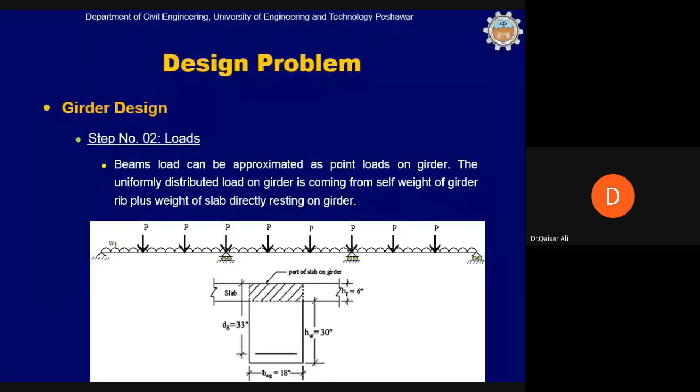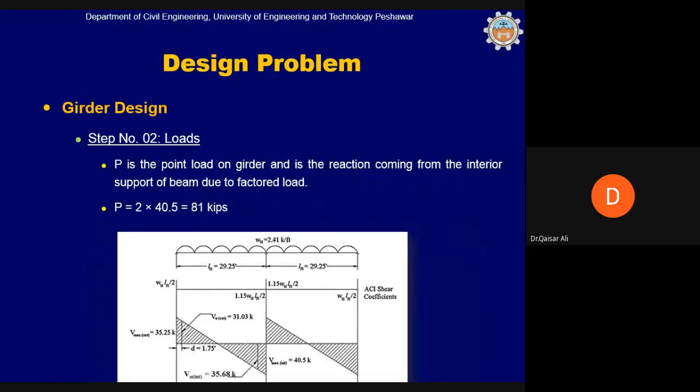Okay, next coming to the loads, how the loads are calculated. As we have seen in the previous slide, the girder will be loaded by beams with the point loads P, and then its self weight and some part of the slab, this part of the slab which is directly resting on the girder. So the two reactions which are coming from the shear force diagram here are 40.5 into 2, 81 kip. So this 81 kip reaction will be placed as a point load on the girder.